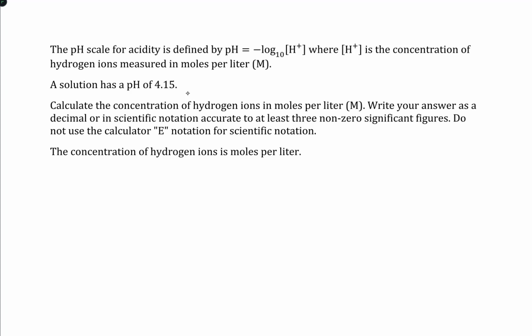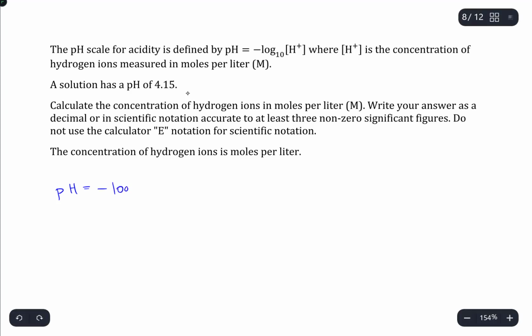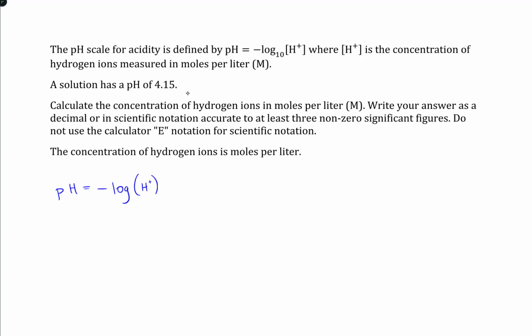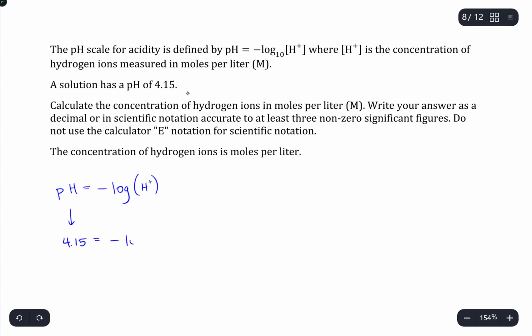All right, so we have our formula in order to change between these two values. So we have pH equals negative common log of H positive. And I'm going to go ahead and just switch to regular parentheses instead of brackets. All right, now we have the pH level. That is given as 4.15 in the problem. So that's equal to the negative common log of this value, H positive, that we want.